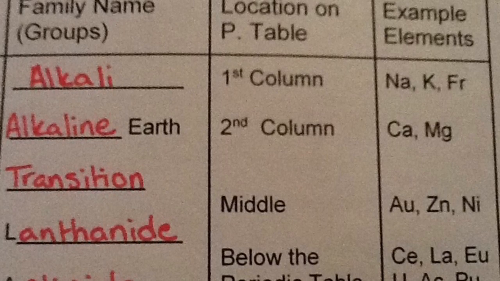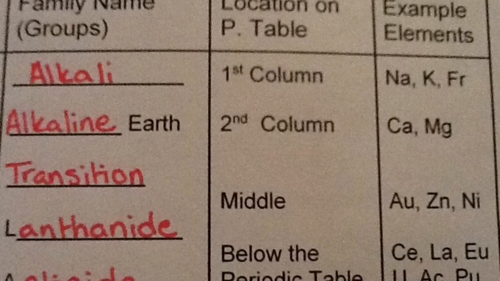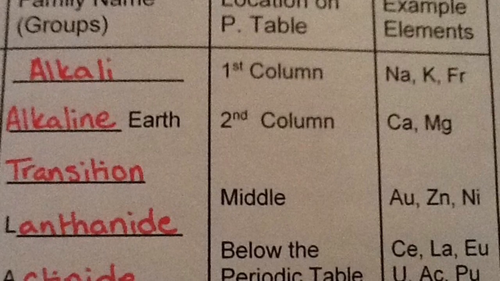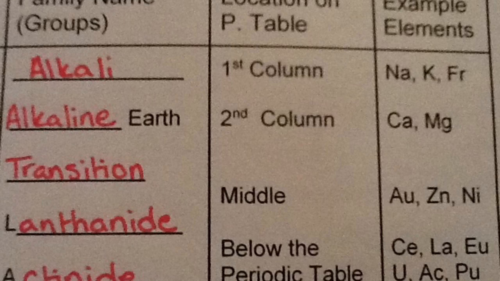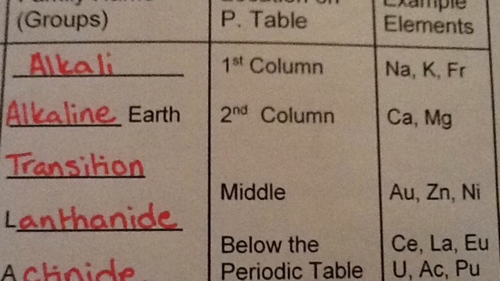The first one is known as the Alkali Metals. It's in the first column on the periodic table and has the elements sodium, potassium, and francium. The second family is the alkaline earth metals in the second column, with some examples being calcium and magnesium.